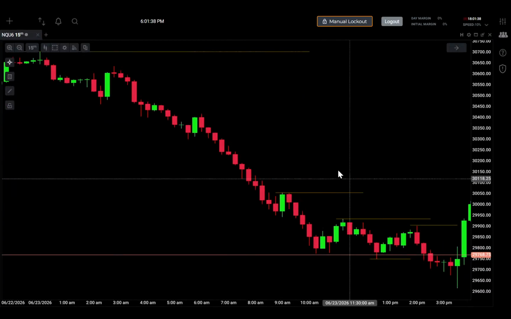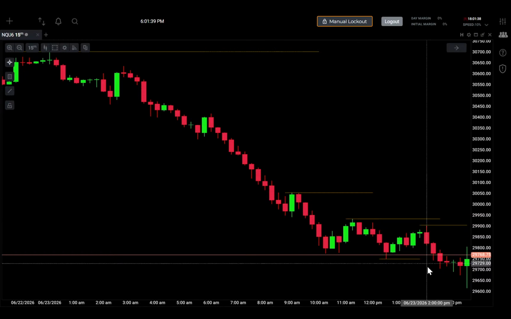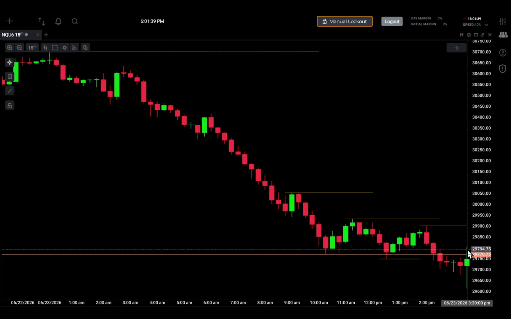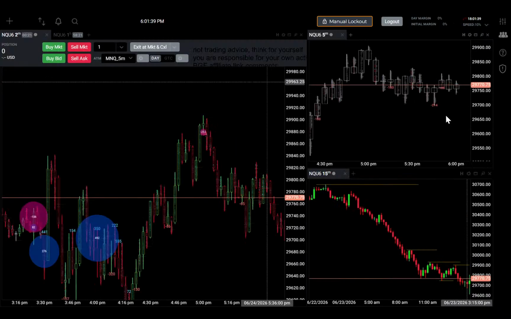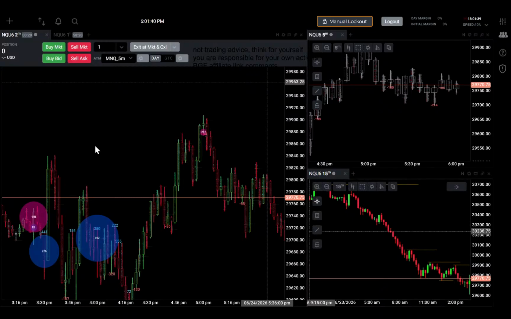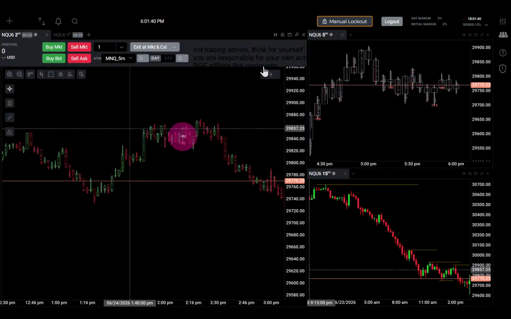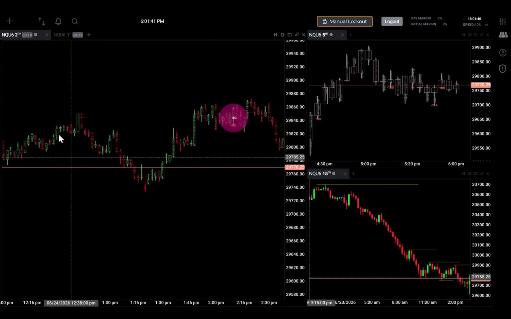On 15, what do we have? Like this, right? So we break down, we close below, there's a gap. Is somebody shorting there? Maybe you get trapped, but we'll see what the faster time frame says. Now, let's see. We don't actually need trade mode. It's better without it. Good.